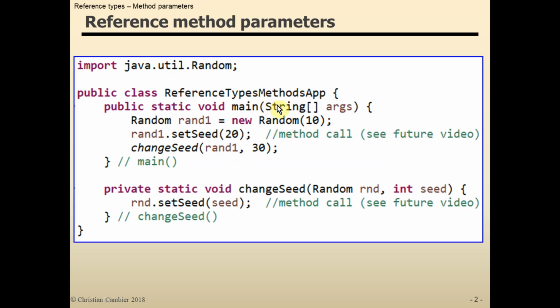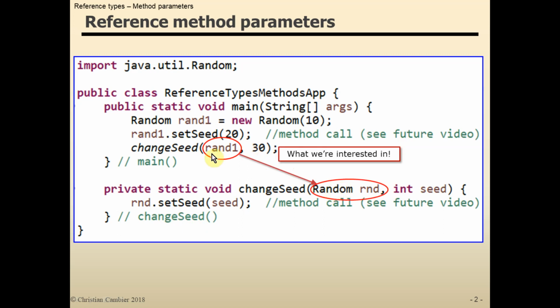The main method starts by creating an object, passing it an initial seed of 10 via the constructor. After instantiation, the seed is changed to 20 using the setSeed method of the random class. Then the method changeSeed is invoked with two arguments: the reference value rand1 and a new value of 30 for the seed. In changeSeed, we set the seed using the two parameters. Now, what we're interested in this demo is the effect of passing a reference variable as argument to a method. Let's have a look at the memory layout.